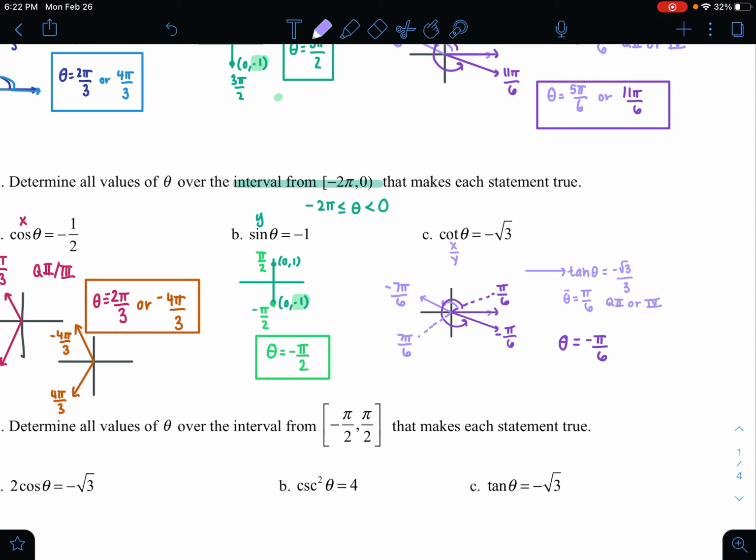All right, now next one, a different interval than we're used to. So this is saying from negative pi over 2 to pi over 2. What the heck does that mean? Well, let's look.